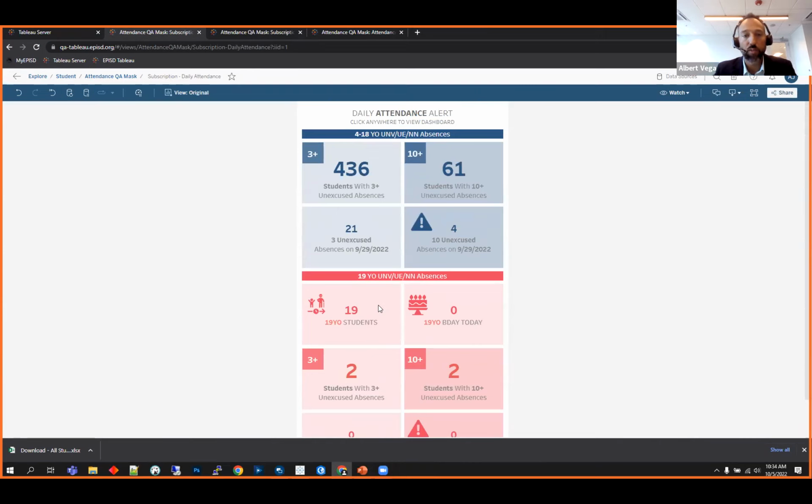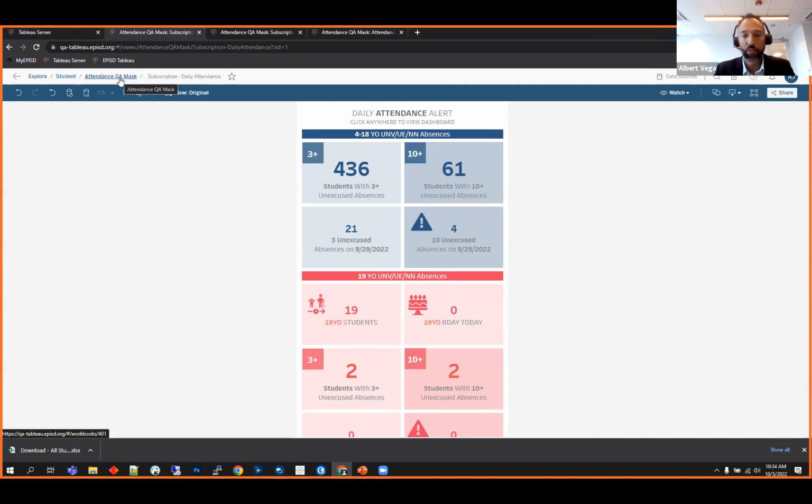It just allows them to get more targeted or focus on some of those kids. And as they get this in their email, they can click on it. It'll take them directly to this page. They can click on any of these icons. It'll take them directly to the dashboard, so they can go in there and find out who these students are and take it from there and just provide support to the campuses.